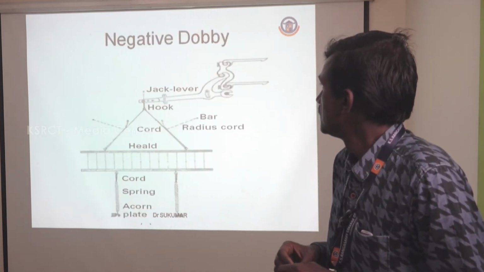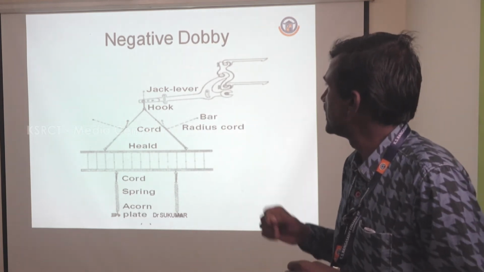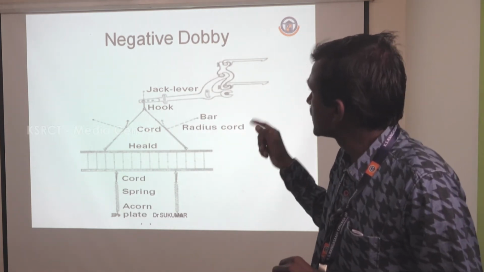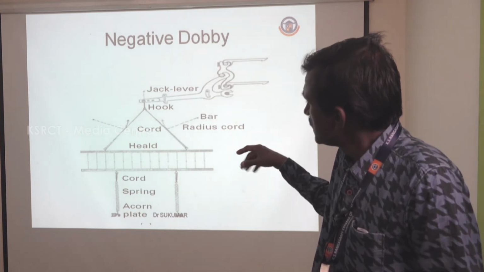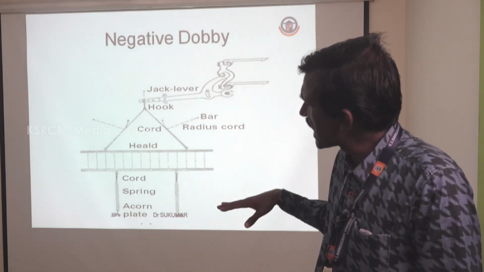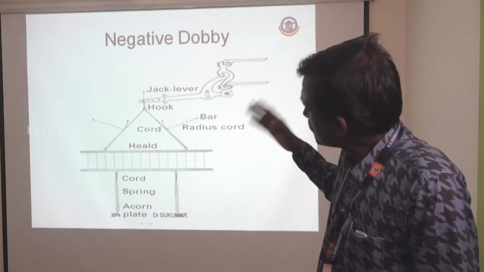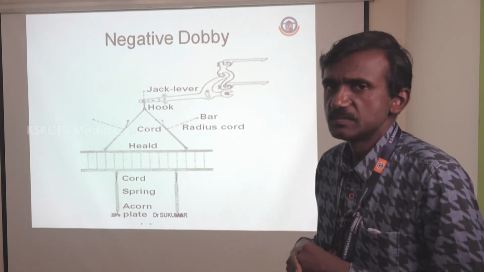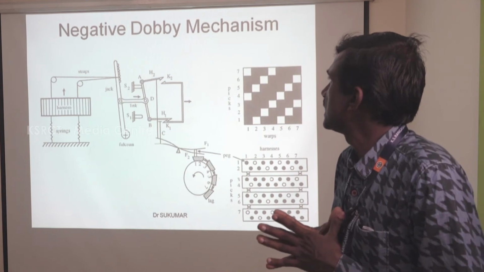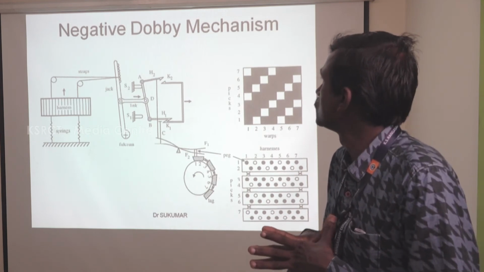Next, this is the image we can see of the negative Dobby mechanisms. We can see that at the bottom the return action of the heel shaft is taken with the help of springs, and the lifting action with the help of jack levers. And this is the complete view structure of the negative Dobby mechanisms.